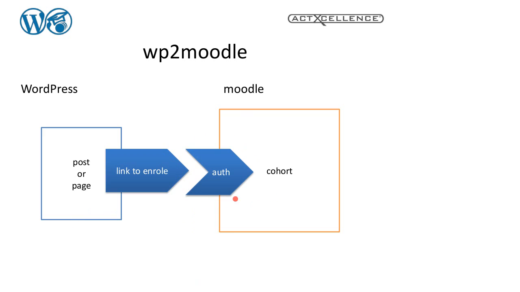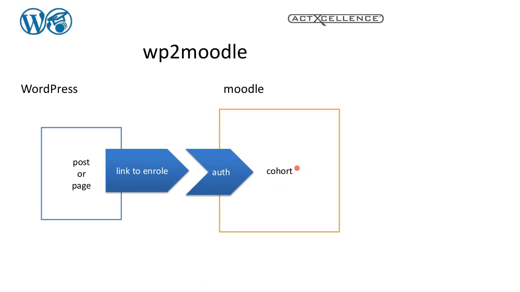There is a Moodle plugin and a WordPress plugin. The Moodle plugin is an authentication plugin. And on WordPress, you can generate a link, a safe link. And if you click on this link, you get enrolled into a cohort on Moodle. Why a cohort? It's very easy to use an enrollment plugin to have an automatic and synchronized cohort enrollment into one course or a number of courses.